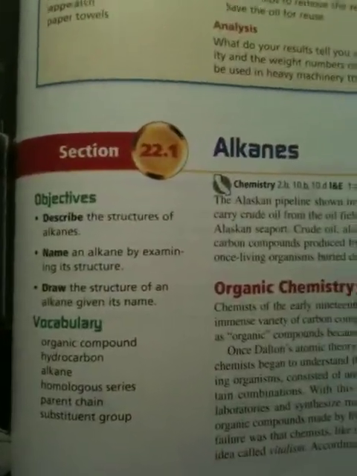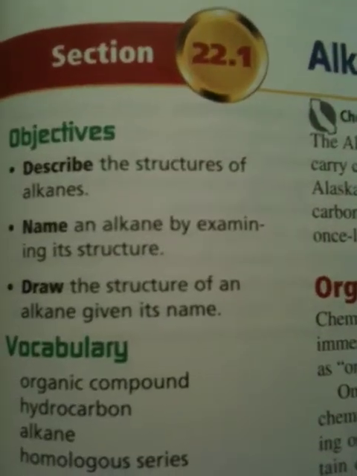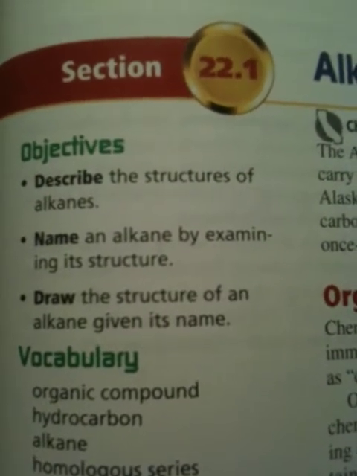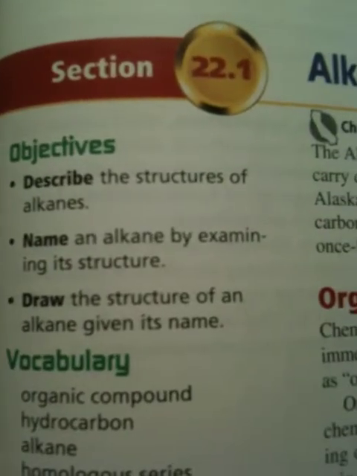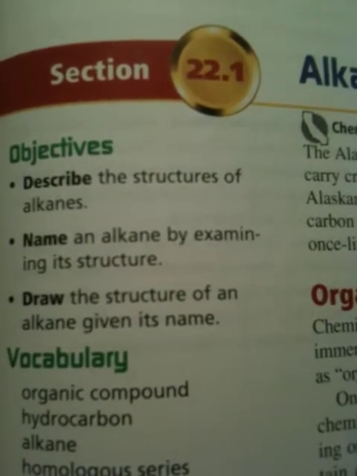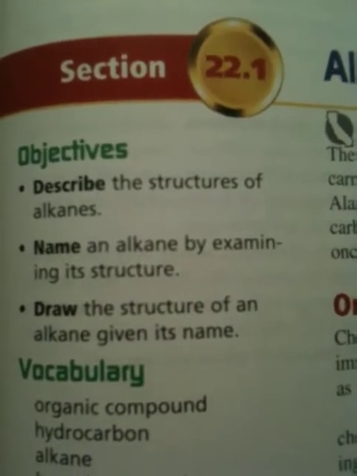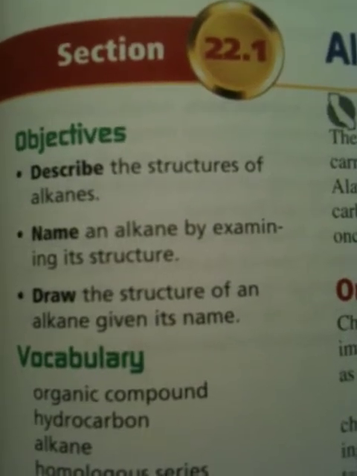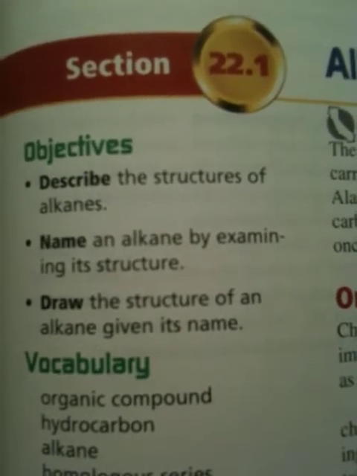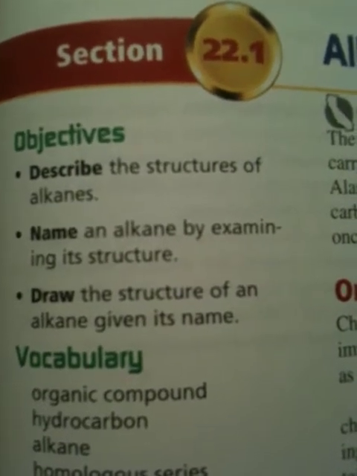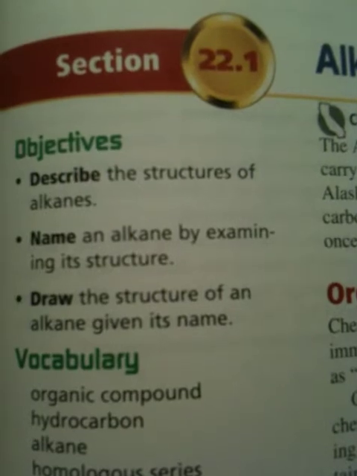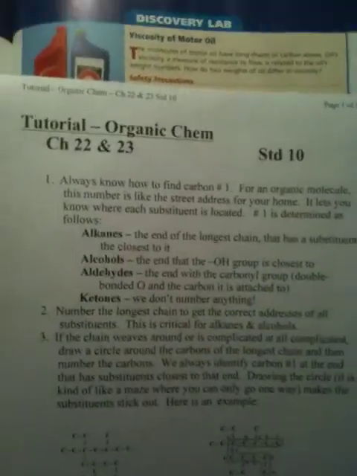Now, if you look over here at the first little section we're going to be doing, our objectives are to describe the structures of alkanes, which are the simplest of the hydrocarbons. And hydrocarbons are simply hydrogen with carbons. We're going to learn how to describe alkane structures, how to name an alkane by examining its structure, and how to go the other way and draw the structure from the given name of the alkane.